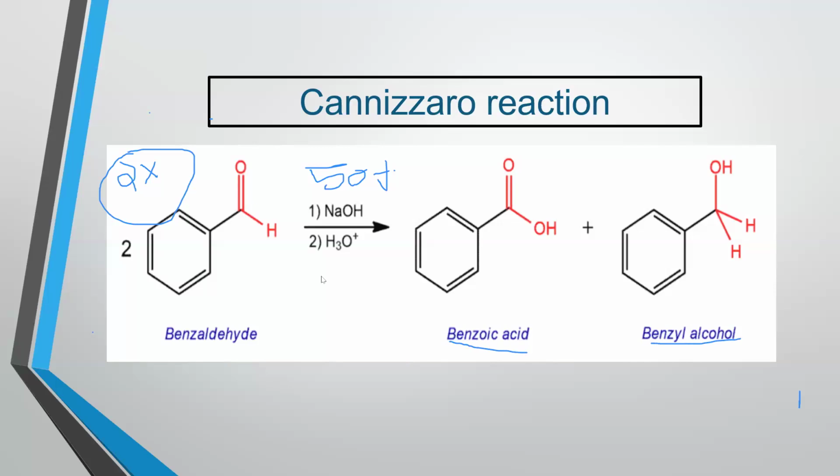If I use HCHO, then it will give me formic acid and methanol, that is HCOOH and CH3OH. Here it is benzaldehyde, so it will give me benzoic acid and benzyl alcohol. So this is the Cannizzaro reaction.